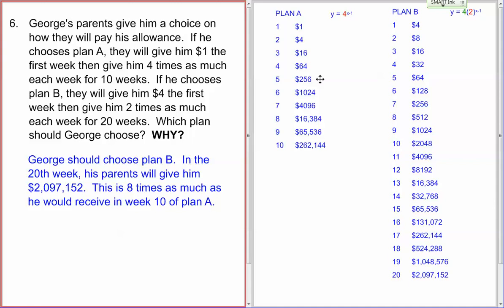Obviously, if you add all this up of plan A, it won't even equal the 20th week. Whereas if you add all 20 weeks of plan B, I mean, you're over $3 million just in the last 2 weeks alone. Whereas this won't even add up to $1 million. George's parents are loaded. Either way, he's looking good, but he should definitely choose plan B.